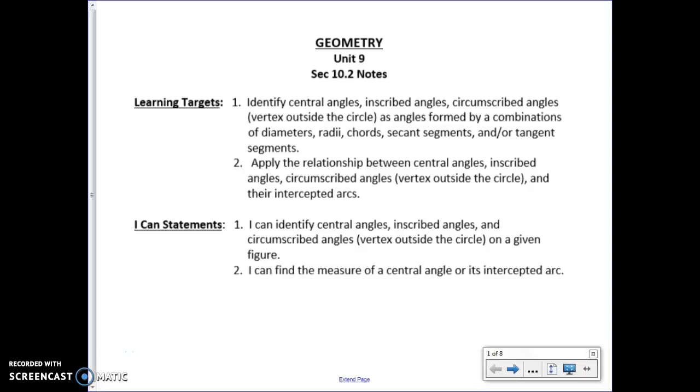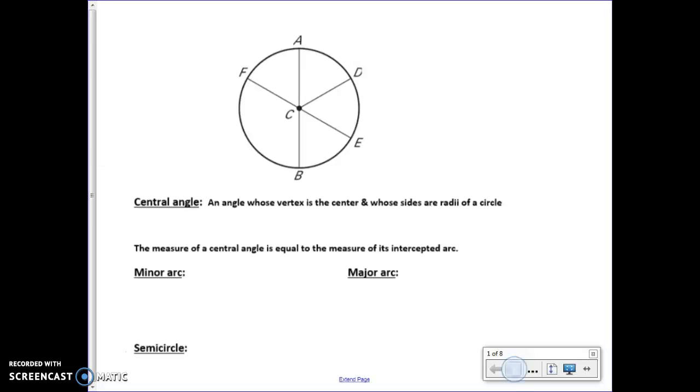Hey guys, we're continuing with our circles. Today we're going to look at central angles in a circle.